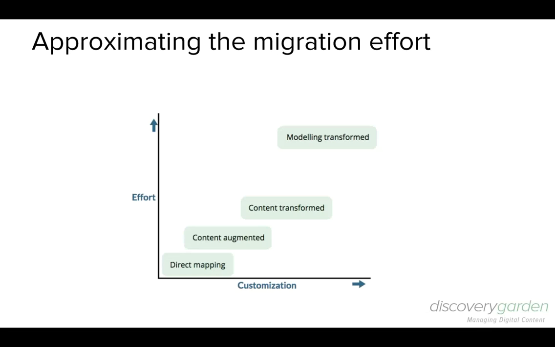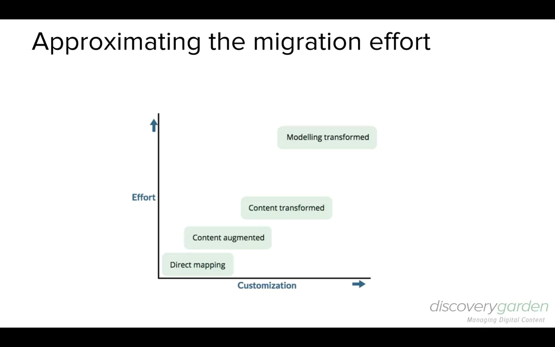So the next step up in effort is augmenting the content. I refer to augmenting as adding content, so just kind of naively adding fields to your metadata record or removing fields from your metadata record. That's pretty straightforward and easy.